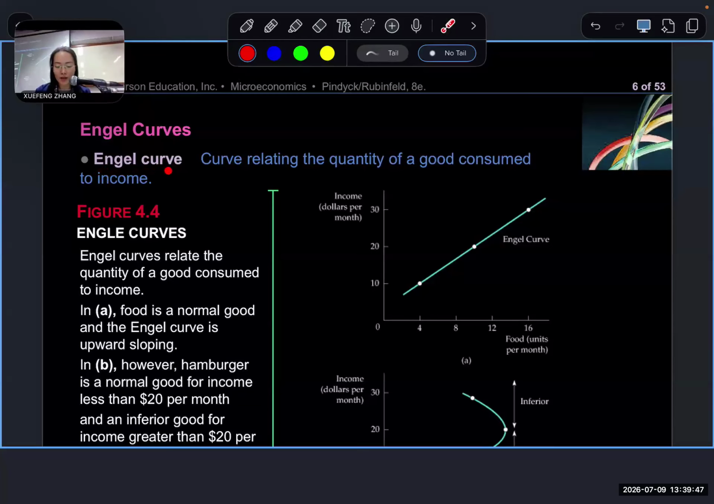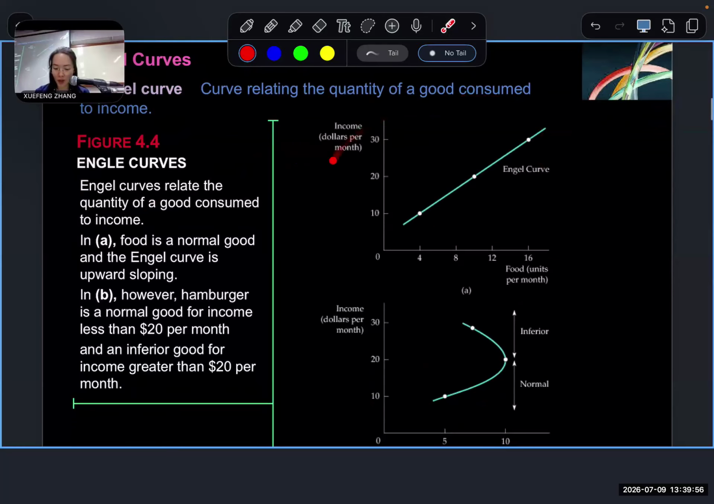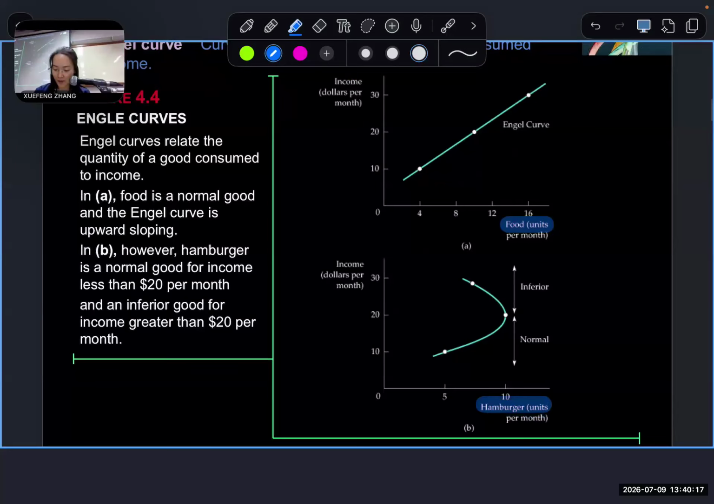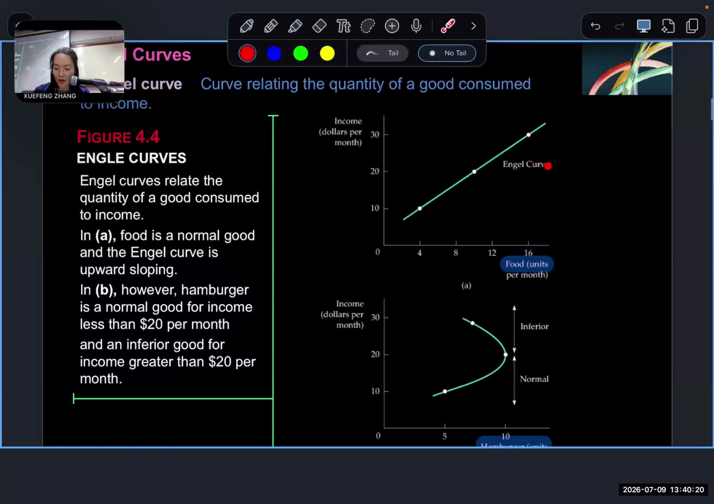Let's see the Engel curve. What does it mean? The curve relating the quantity of a good consumed to income. So here we have 2 Engel curves, right? In the upper part, which is A, food is a normal good and the Engel curve is upward sloping. We have food on the x-axis, right? And in A, the Engel curve is upward sloping, which means food is a normal good, right?